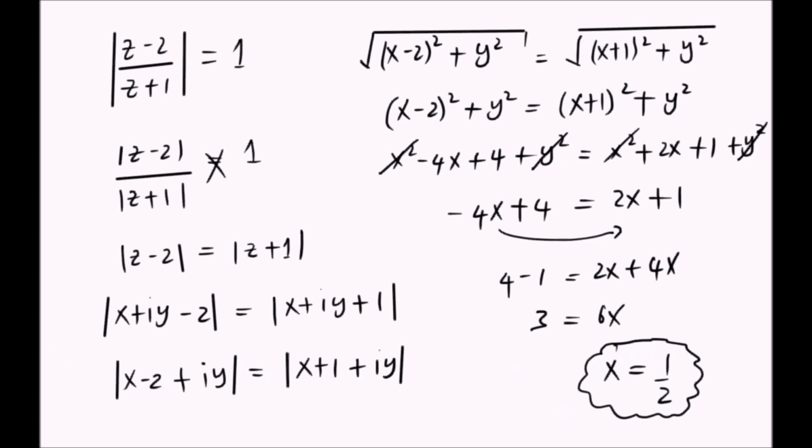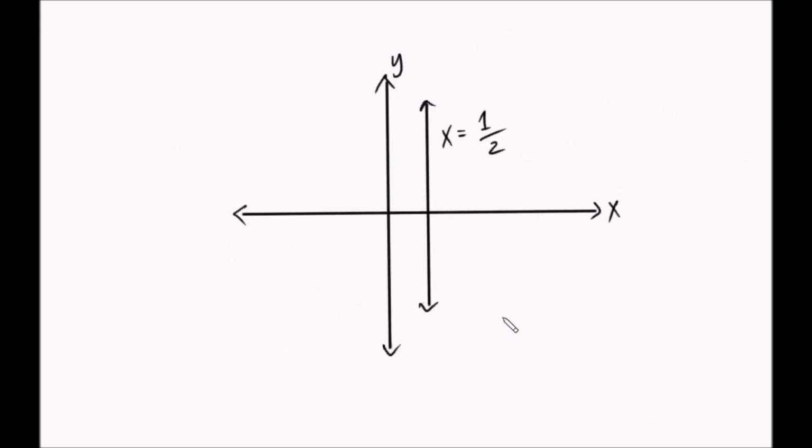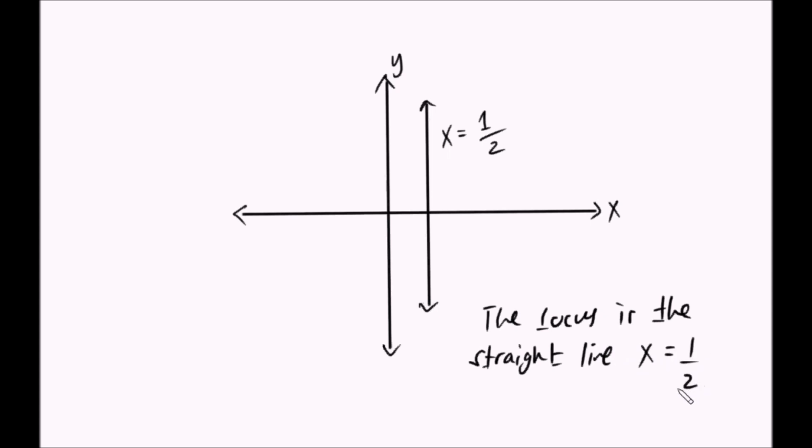Kwa hiyo nikichora hiyo kwenye graph inakuwa hivi. So this is the locus. The locus is the straight line. It's not the circle kama ile part A. Kwa hiyo the locus is a straight line x sawa na 1/2. Yeah, so hii ni locus ya z minus 2 over z plus 1, modulus yake sawa na 1. Kwa hiyo locus ndo hiyo.